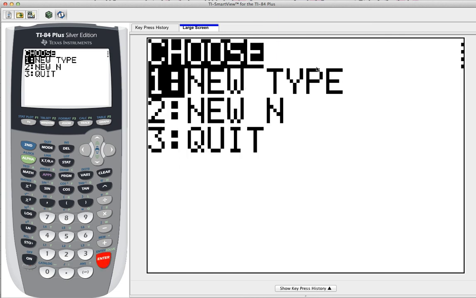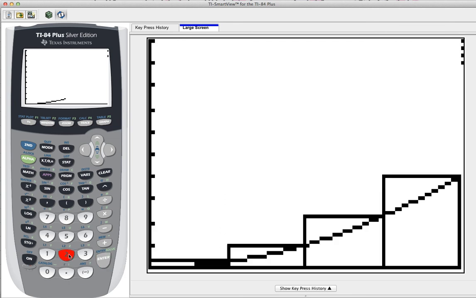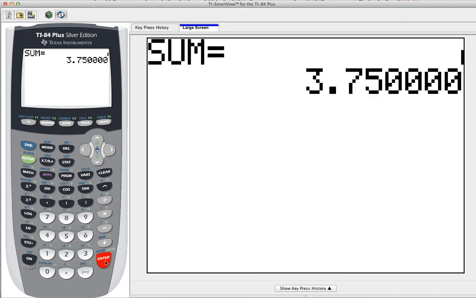We can either choose a new type, a new n, or quit. I'm going to choose a new type for now, and I'm going to choose the right-hand approximation method. Notice it puts our rectangles over our parabola because it's increasing and concave up, and you can see right here where the right-hand portion of our rectangle lies on our curve. So I hope you get the idea.